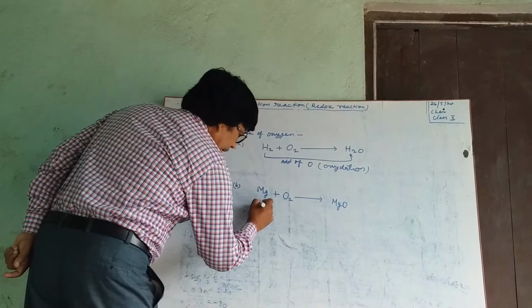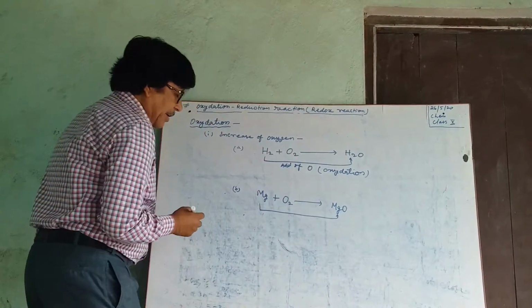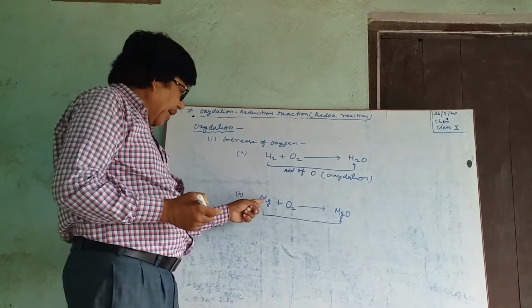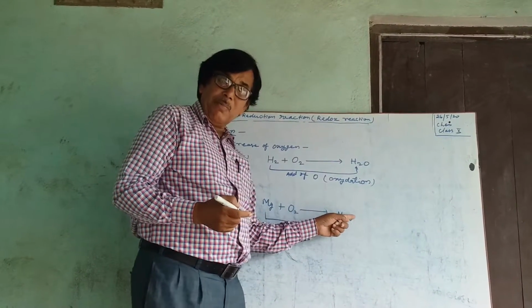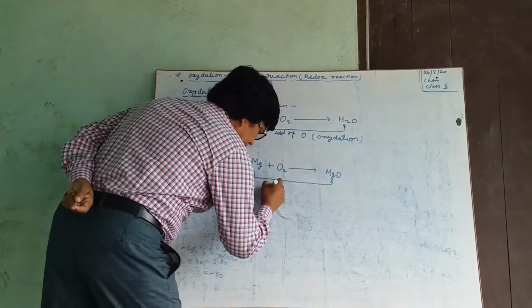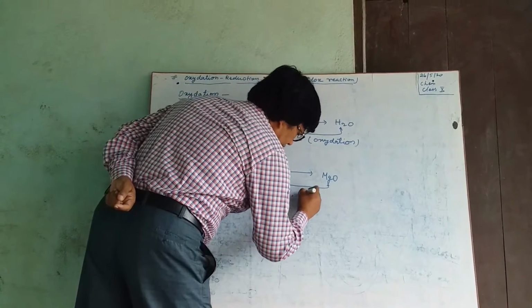Second, when magnesium is burned in presence of oxygen, it will form magnesium oxide. It means oxygen is added to magnesium, Mg, to form MgO. Therefore it is also an oxidation reaction. Addition of oxygen, oxidation.